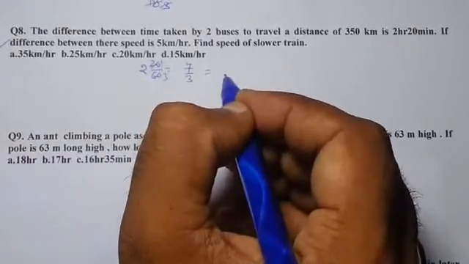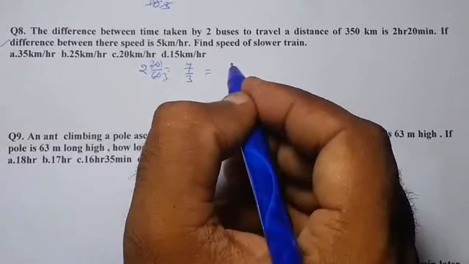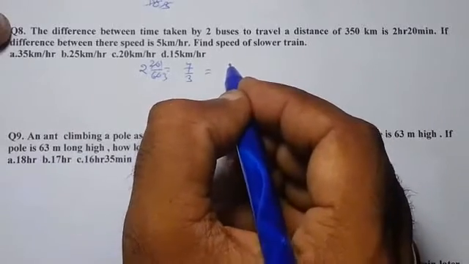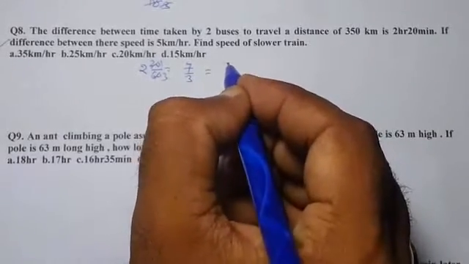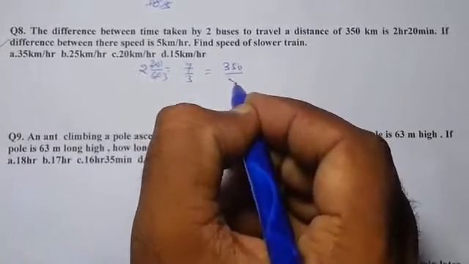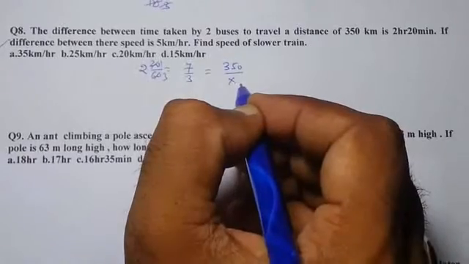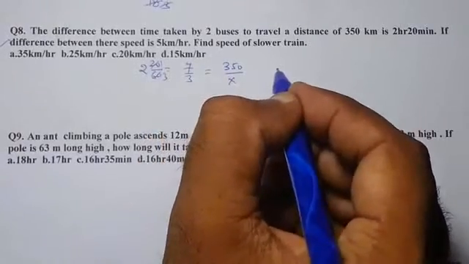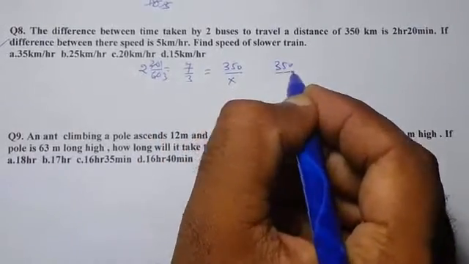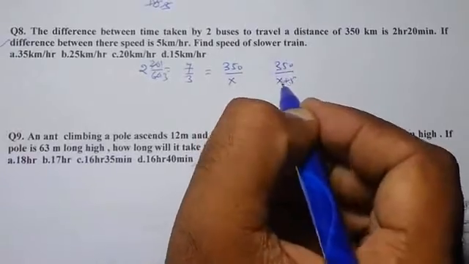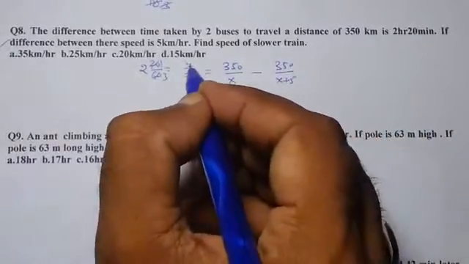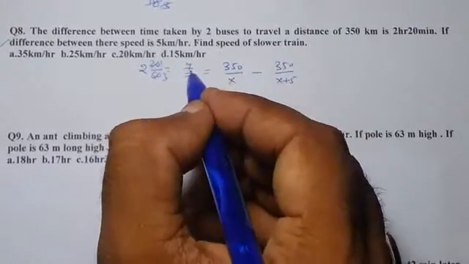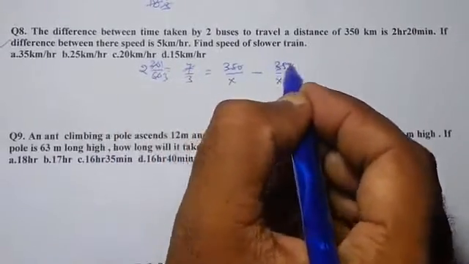So difference in time means time taken when it is going at one speed minus time taken when it is going at the second speed. So let us say it is going at x kilometers per hour, right? So we'll be having more time, and when it is going at a speed of x plus 5 kilometers per hour, it will take less time. So more time minus less time, that is equal to 7 upon 3. So we can cancel 7 with these values.